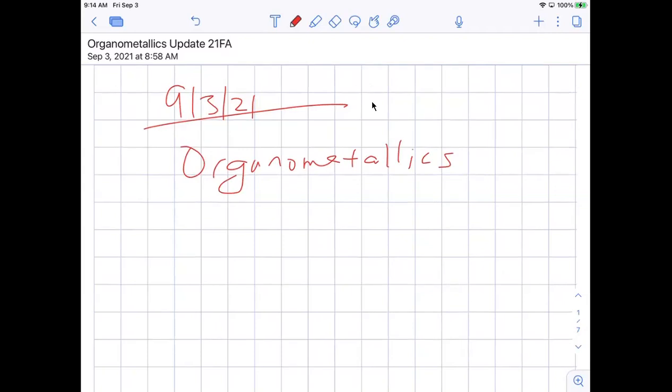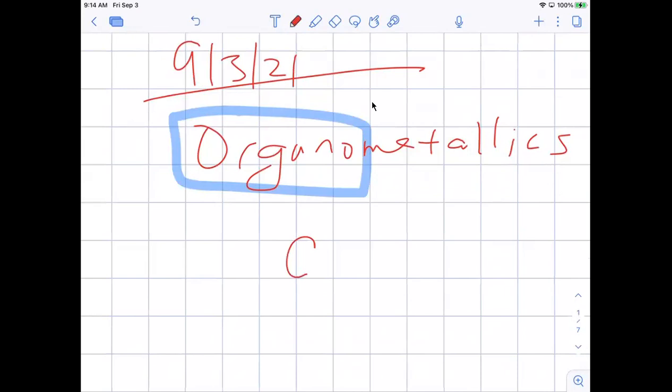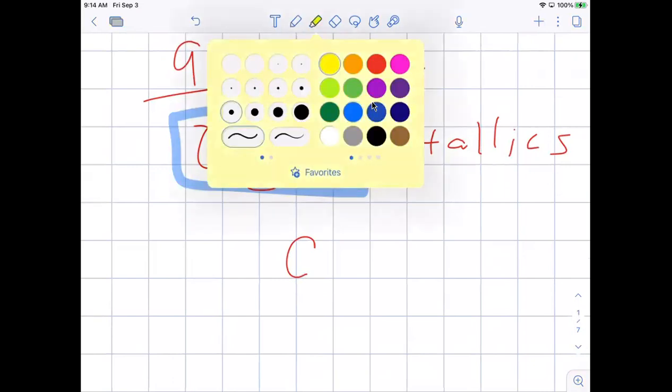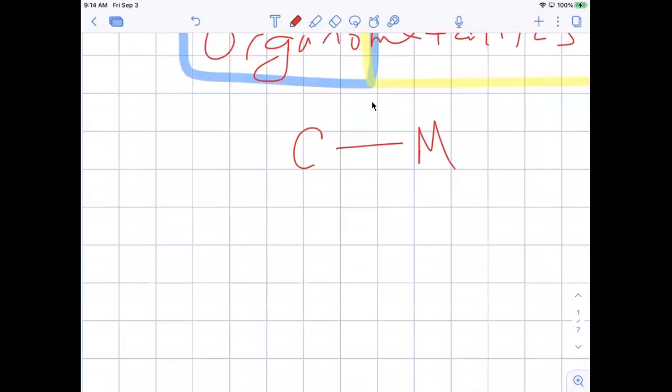So we're going to talk about organometallics today, right? The terminology is exactly what you would expect. You have an organic part, which is the carbon-containing part of an organometallic, and then you have a metallic part, which means that carbon is bound to a metal, right? So an organometallic, if you watch the video, you got the definition of it. It is a species that has a carbon-metal covalent bond.